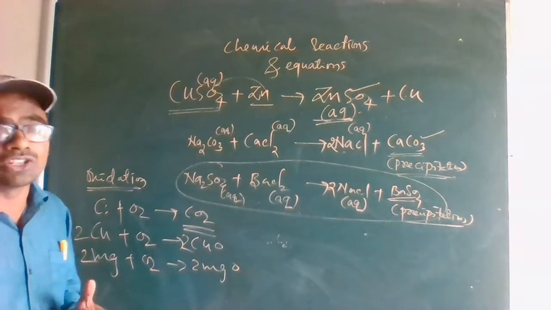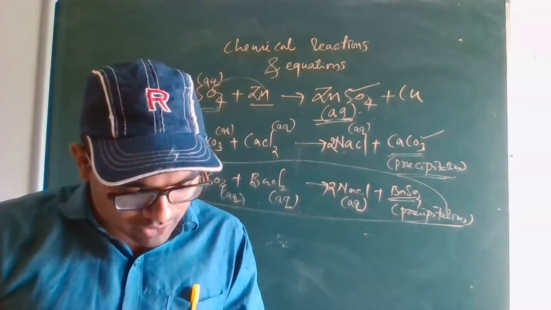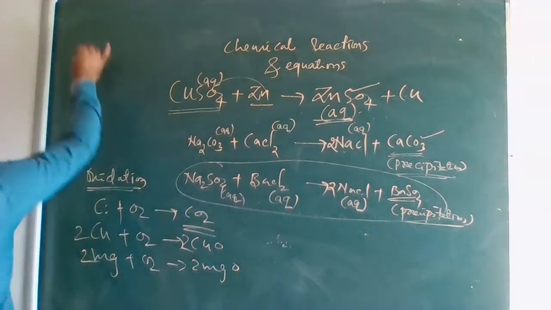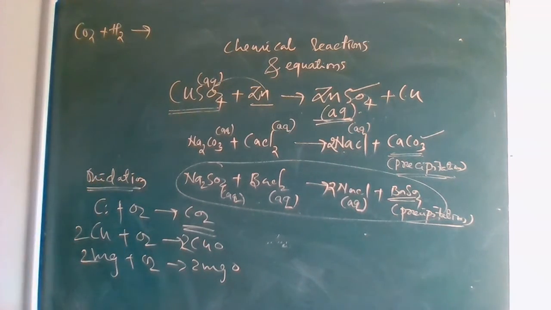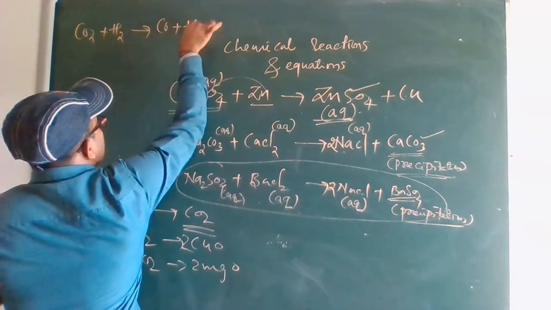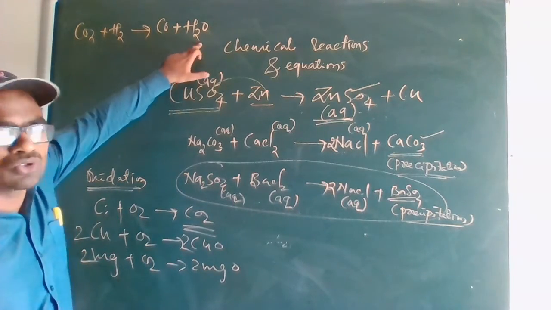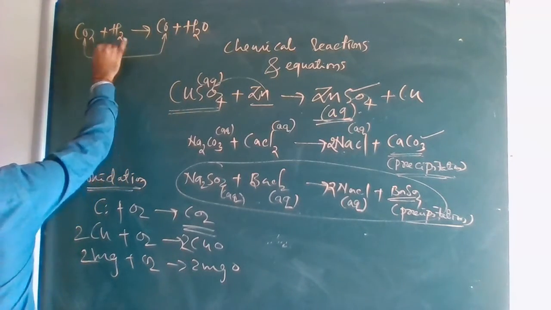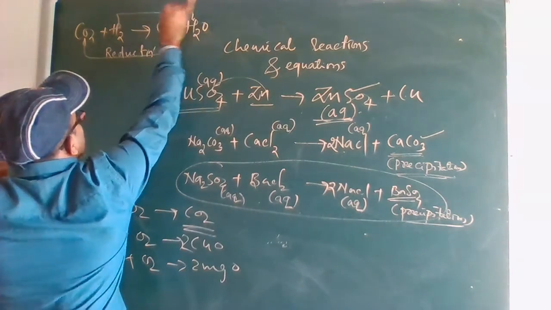This is oxidation. Next, there is reduction also. Reduction is the loss of oxygen. So CO2 plus H2, what will it become? It will become CO plus H2O. Can you see this? CO2 plus H2 becomes CO plus H2O. So O is getting lost here. This is reduction. But here O is there, this is oxidation.